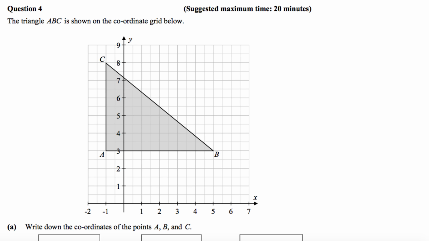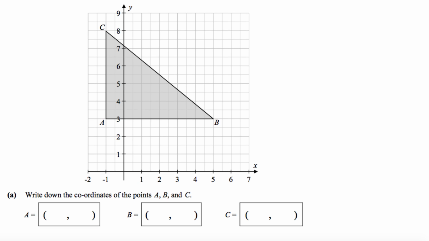So this is the 2016 Junior Cert Higher Level Paper 2 and we're looking at question number 4. The triangle ABC is shown on the coordinate grid below. So here we have our triangle ABC. Now, part A says write down the coordinates of the points A, B and C.